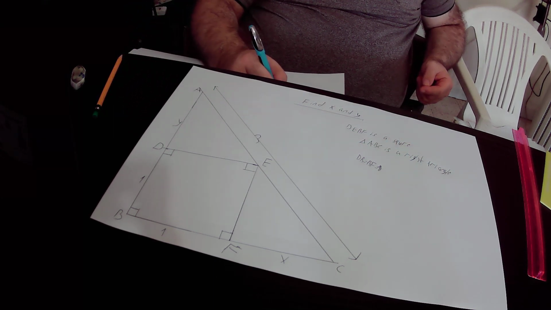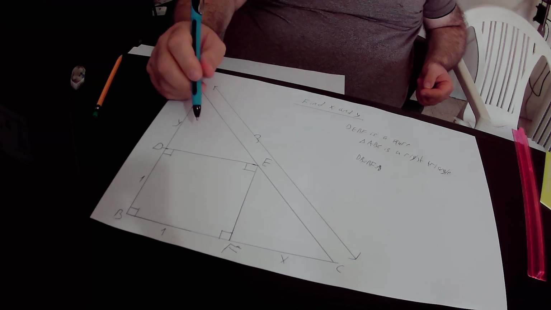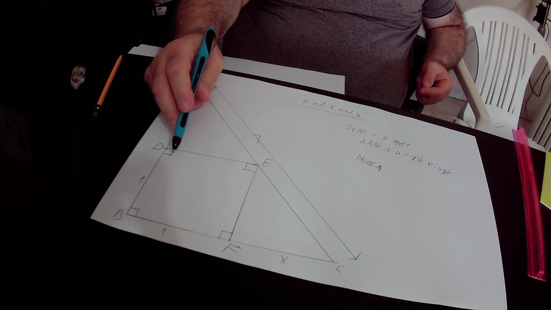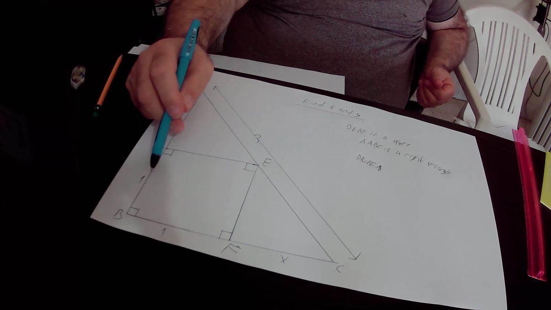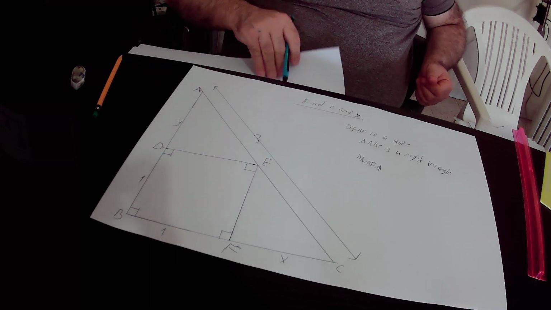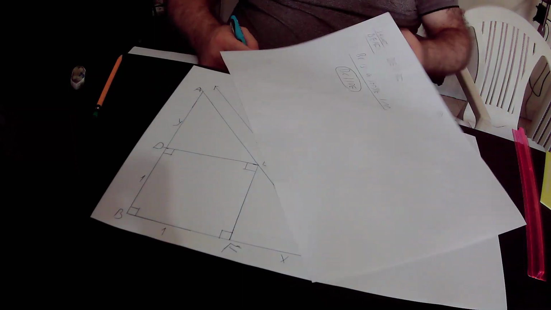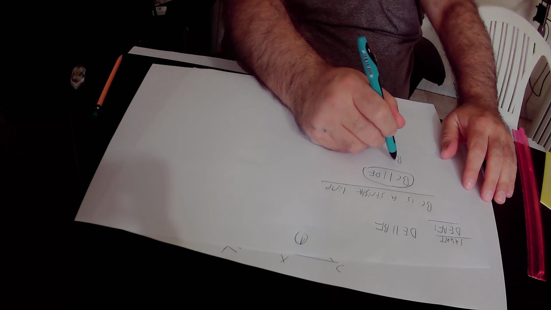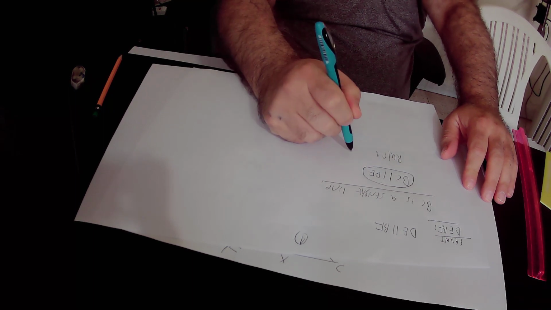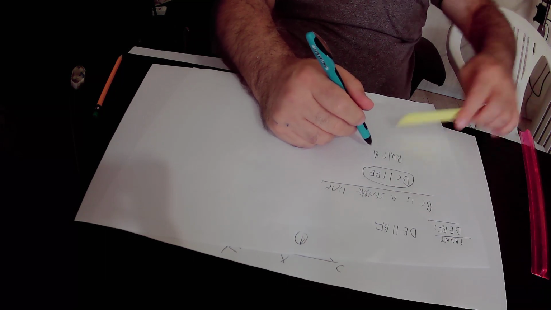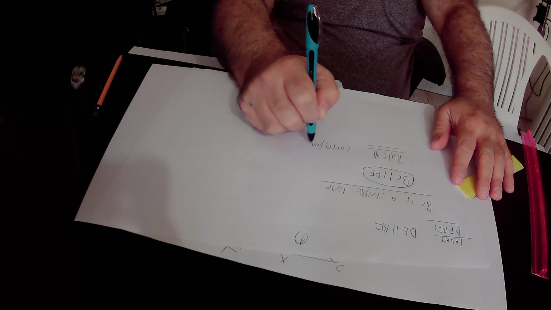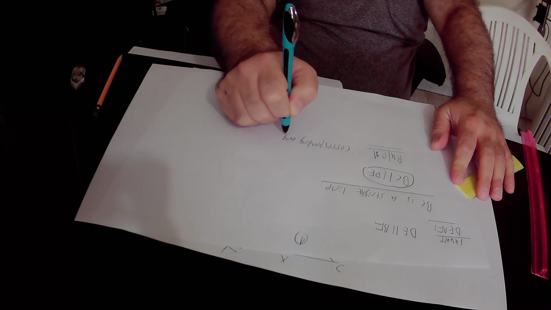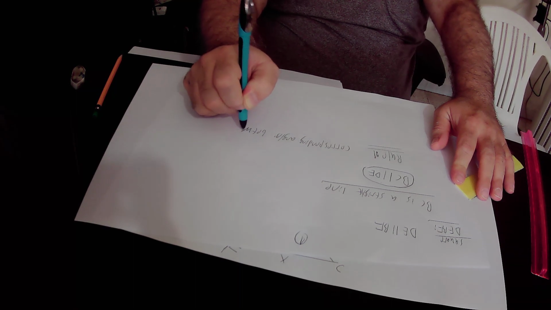So we know that BC is parallel to DE, and according to rule number 1, corresponding angles between parallel lines are equal to each other.